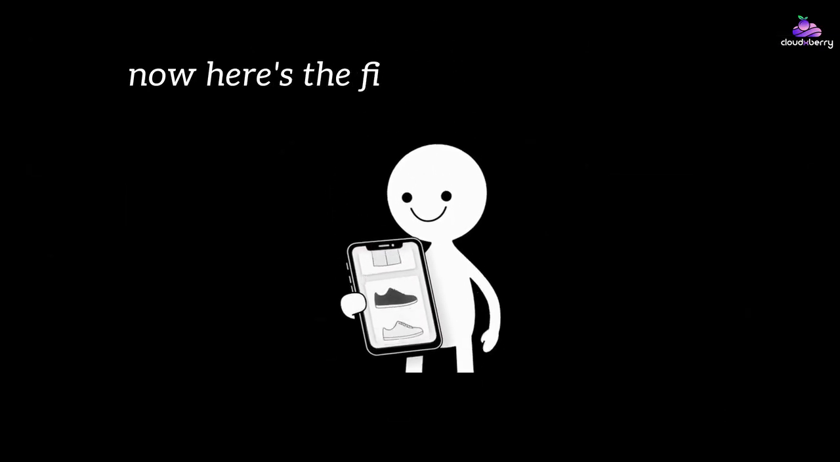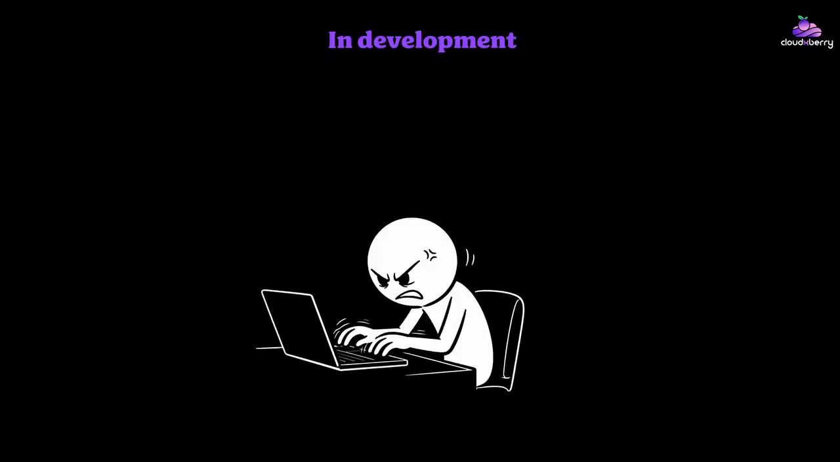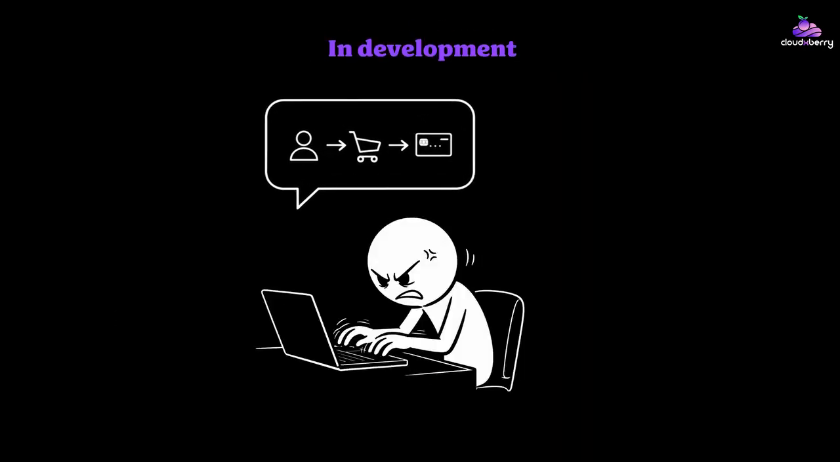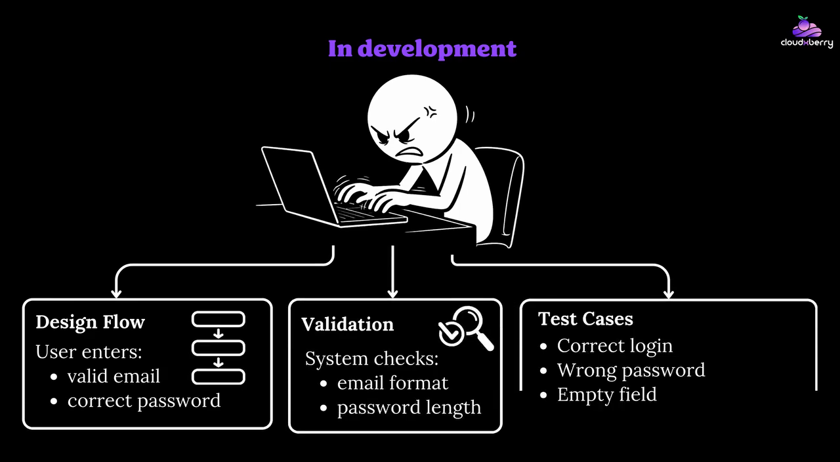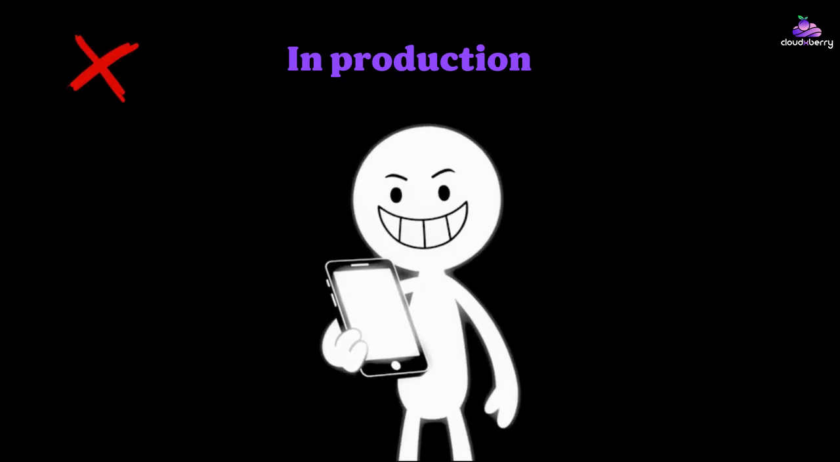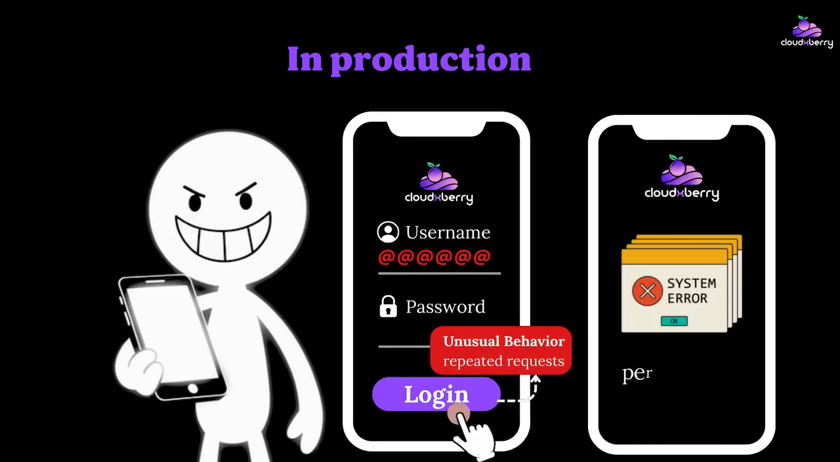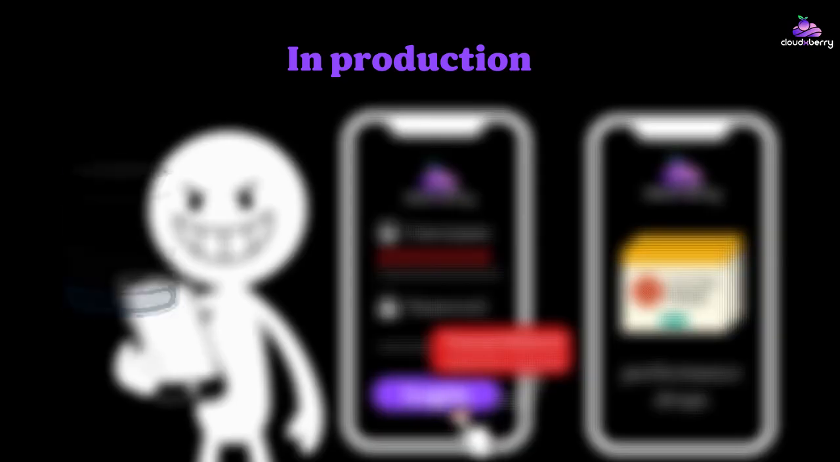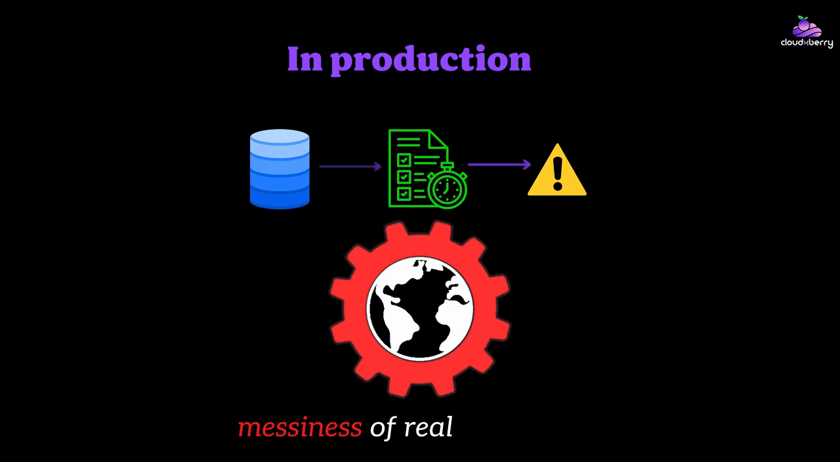Now here's the first important concept. Users are unpredictable. In development, you think you understand how your application will be used. You design flows, validations, and test cases based on expected behavior. But in production, users don't follow your expectations. They enter unexpected data. They use features in ways you didn't design, and they create edge cases that no test scenario could have covered. Even the best test data cannot match the diversity and messiness of real-world data.